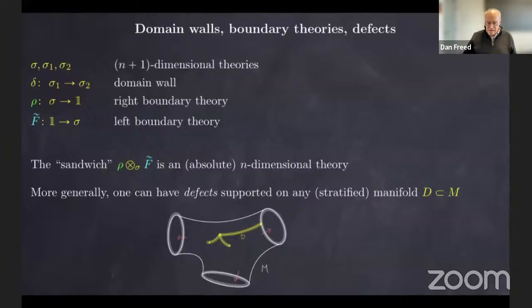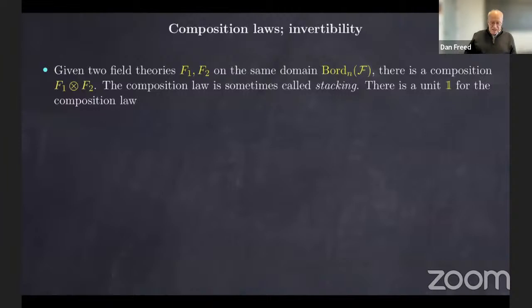So there's a composition law on theories. If the theories have the same domain, meaning the same dimension and the same background fields, then there's a composition law where we can tensor them, or stack them, it's sometimes called. So it's combining them in a quantum way without any interaction. And there's a unit for that composition law, which is the theory that assigns, for example, the one-dimensional vector space C to every codimension one manifold, the number one to every closed top-dimensional manifold, et cetera. So it just assigns at every stage the tensor unit.